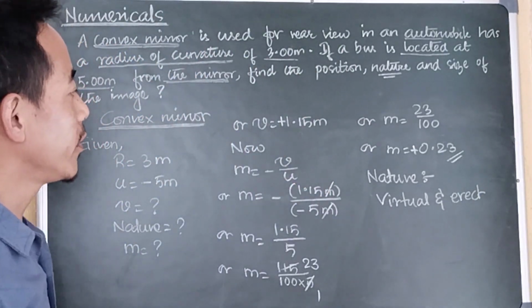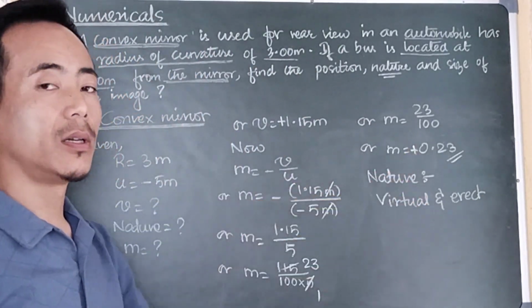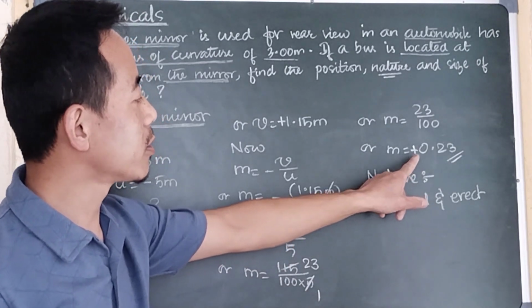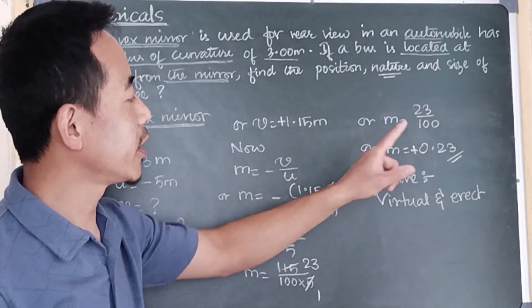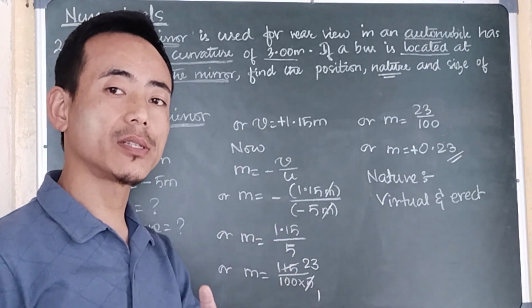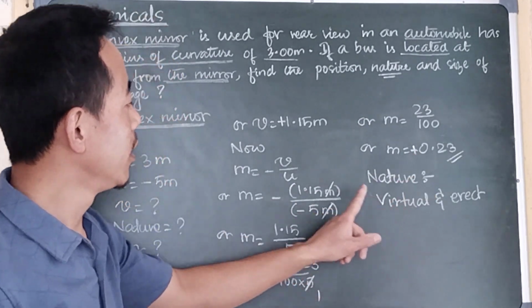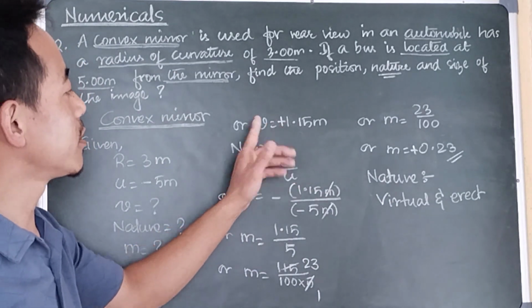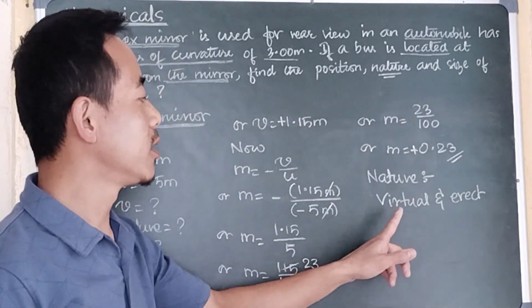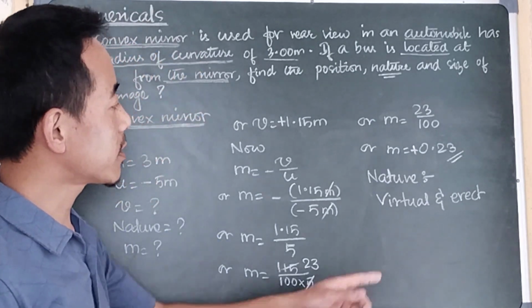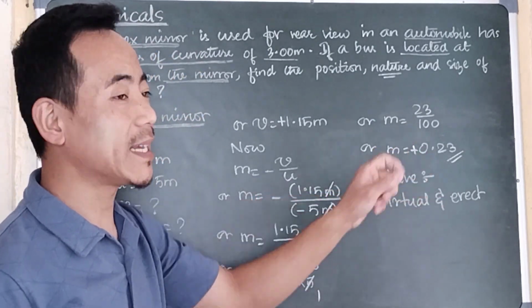Now the second thing, if you look at the magnification, from here also you can see that the image will be virtual, because for virtual images magnification is positive. For real images magnification is negative. So from here also we can say that the image is virtual. From here also we can say, since the image distance is positive, means behind the mirror, so it is virtual, and virtual images are always erect. Now if you look at the size magnification, it is less than 1.